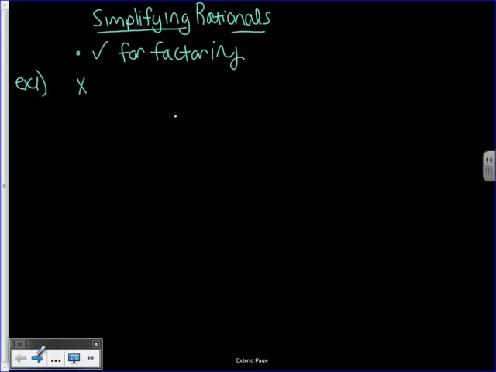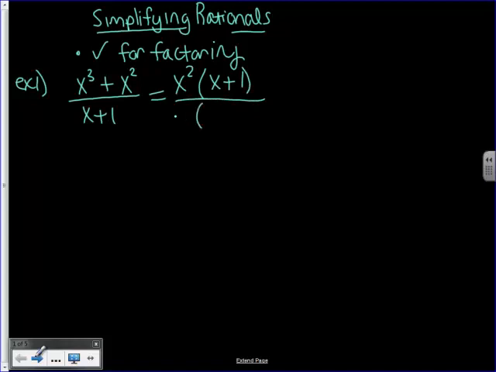Going from x cubed plus x squared over x plus 1. What can I pull out of the top? Again, we're checking for factoring. So I can pull out an x squared. Then you're left with x plus 1. What do I have on bottom? X plus 1. Well, they're the same. So my x plus 1s can cancel, simply because they are multiplied by that x squared.